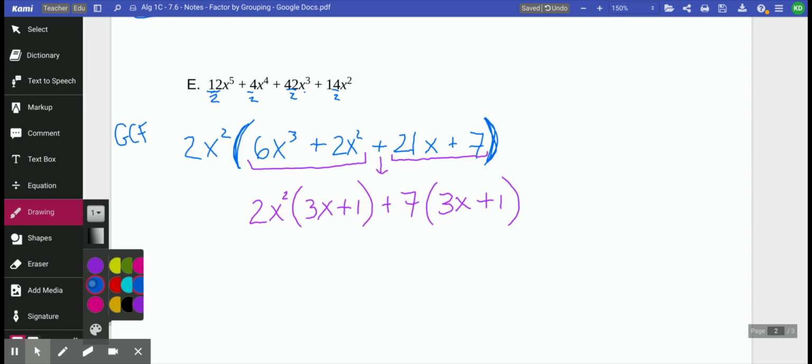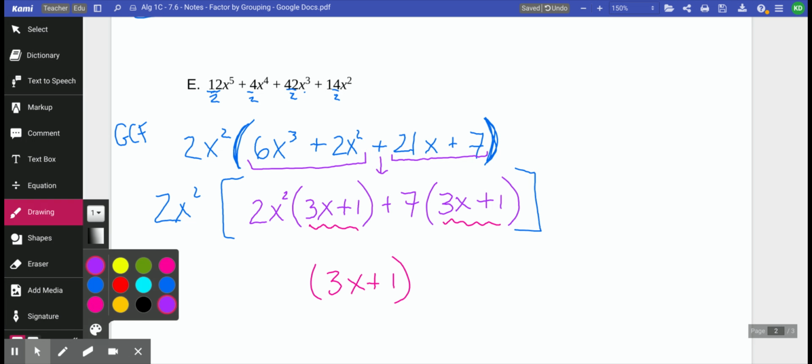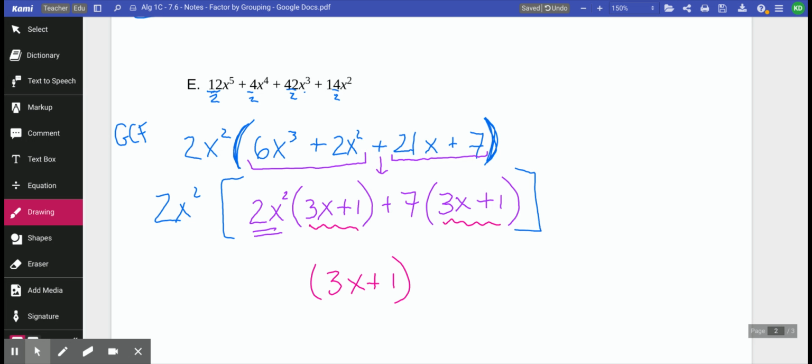Okay? So now I'm just going to put this all in big brackets and put that 2x squared on the outside, that GCF that just comes along for the ride. Otherwise, we're just doing factoring by grouping inside these parentheses. This is as tricky as these get. Okay, so last thing we do here, when we have parentheses that match, that's going to become one set of parentheses. The stuff left over is going to become our other set of parentheses.